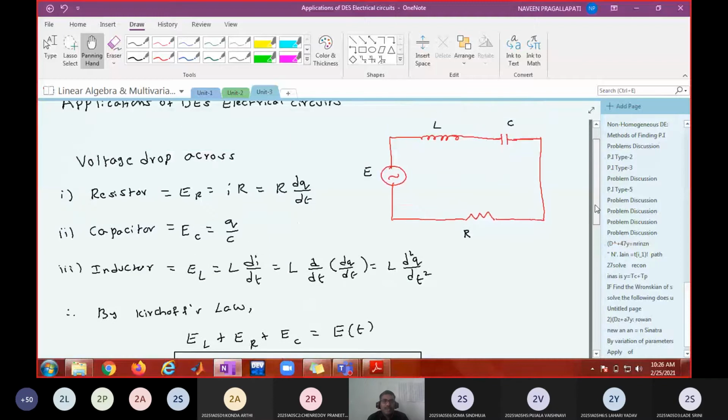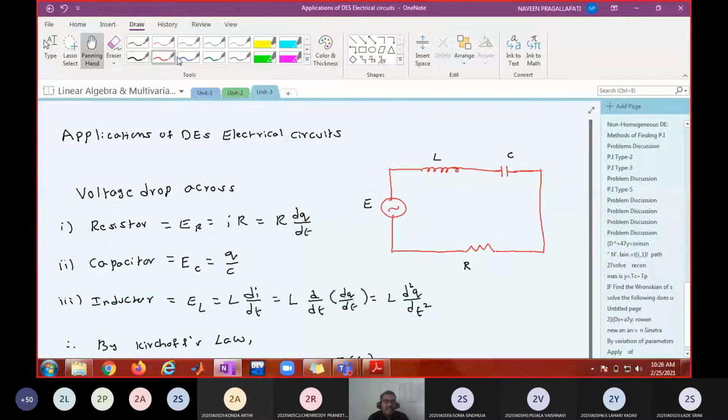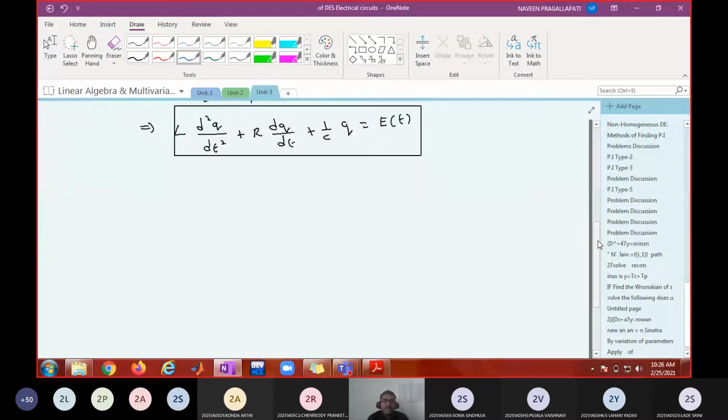Okay. So note down. What is this circuit called? LCR circuit or RLC circuit? What name are you calling this? I will call it as LCR circuit. Okay. So note down the first problem.